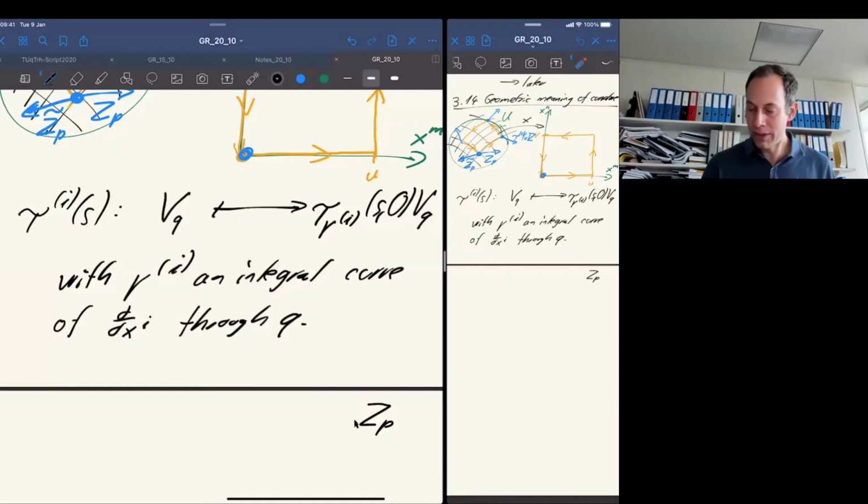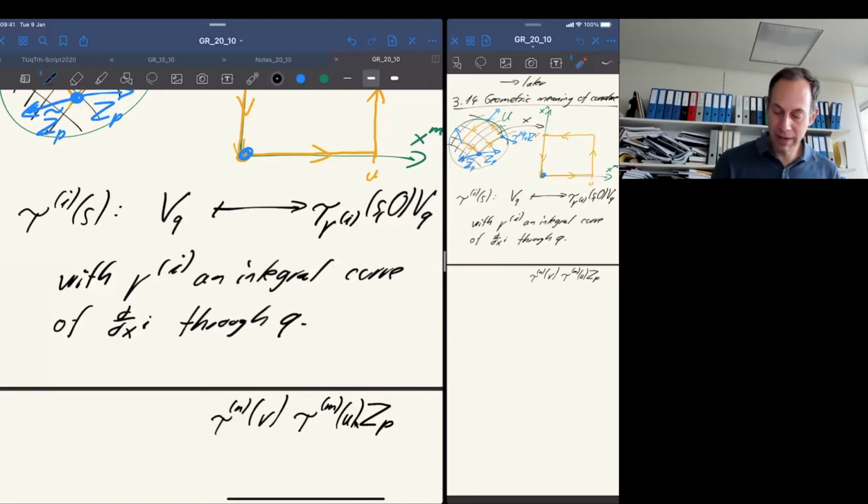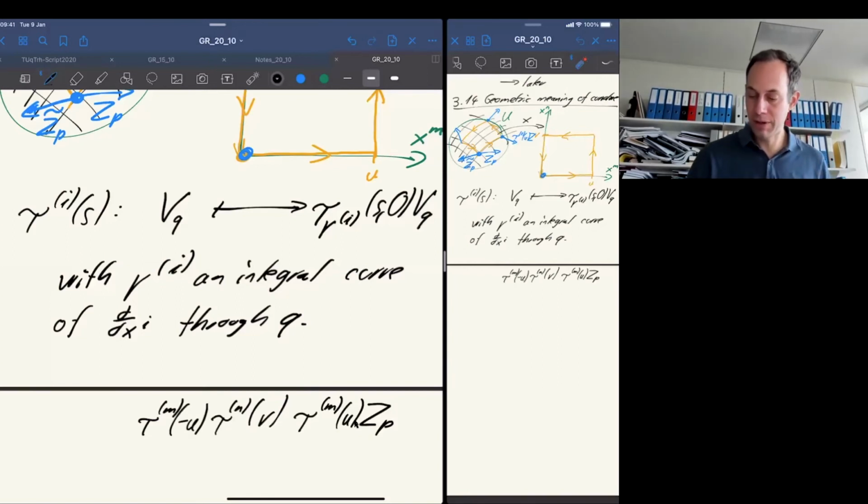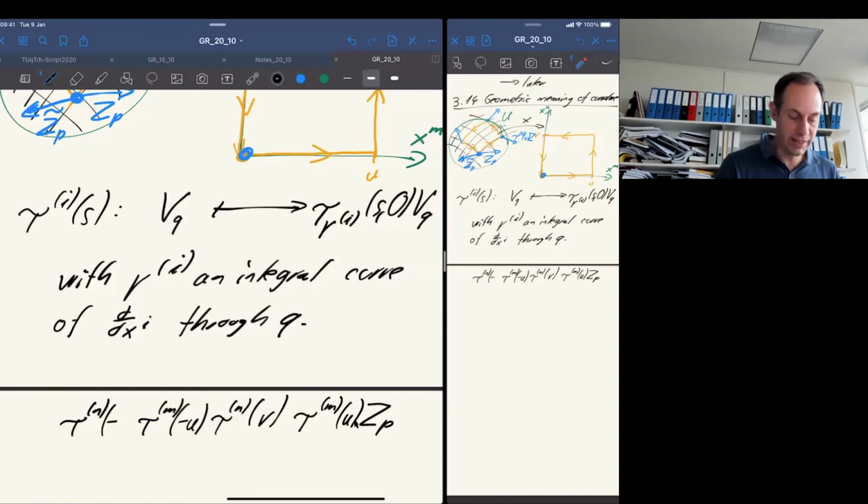So I take the vector set P, apply a shift in the direction m, so tau m, by an amount u. And then next, I apply a shift in the direction n by an amount v. Then I apply a shift again in the direction m by an amount minus u. So I go back here, that's this part. And then finally, I apply a shift again in the direction n by an amount of minus v.